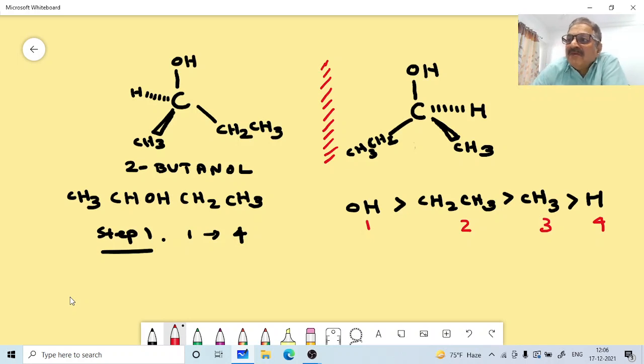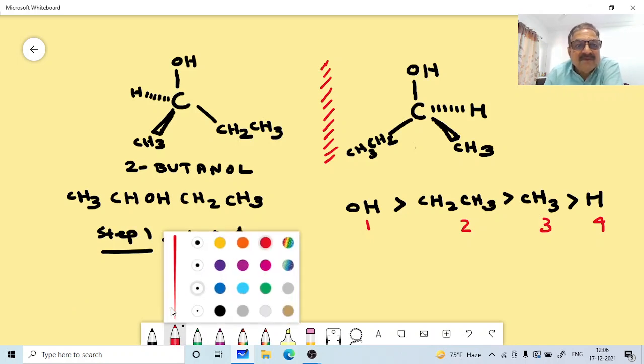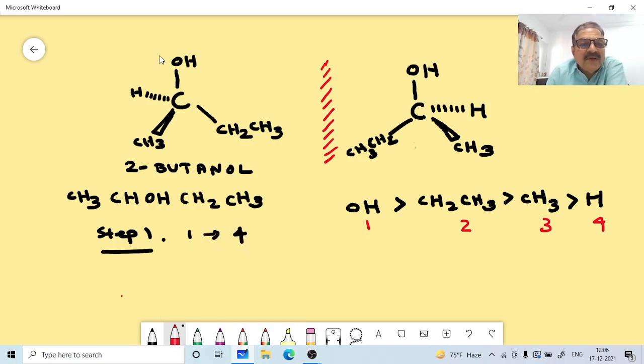So when you are looking towards priority group 4, you have to visualize the relative positions of priority groups 1, 2, and 3. How will you do that here? In this molecule of 2-butanol, we will mark the priorities. This is priority 1. Then this CH2CH3 is priority 2. This is 3, and this is 4.